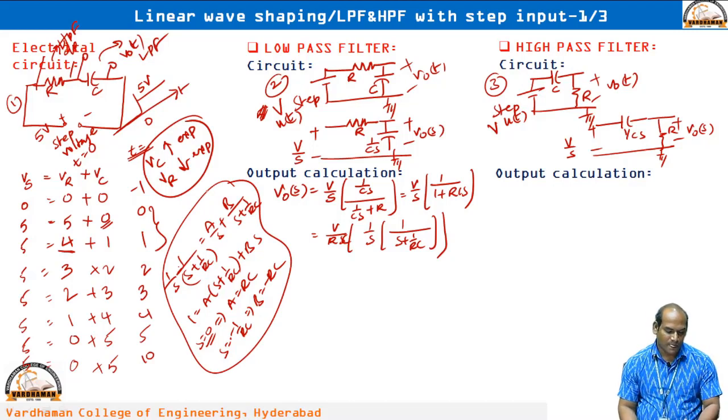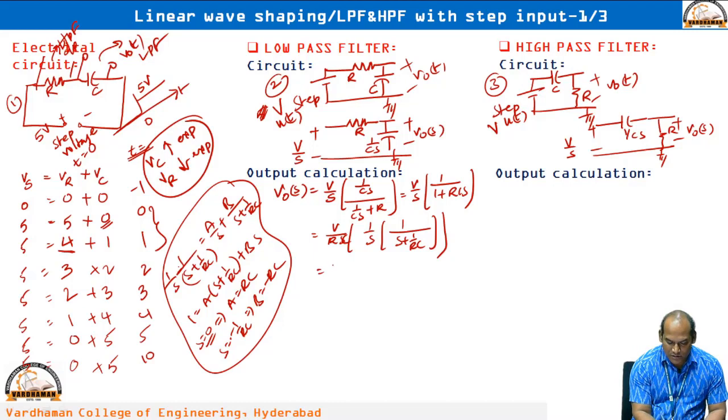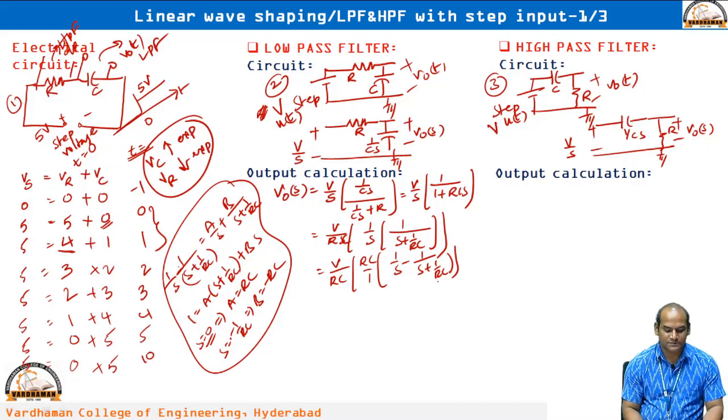So, what is 1 by S into S plus 1 by RC? By taking RC common, we can write RC into, open the bracket, 1 by S minus 1 by S plus 1 by RC. So, we can write like this, V by RC into RC by 1, 1 by S minus 1 by S plus 1 by RC. RC will be cancelled, V times.